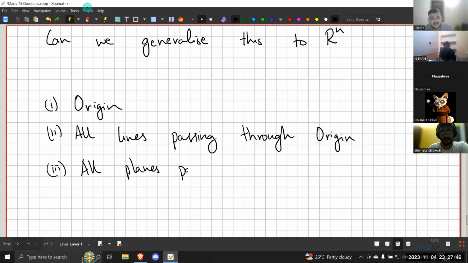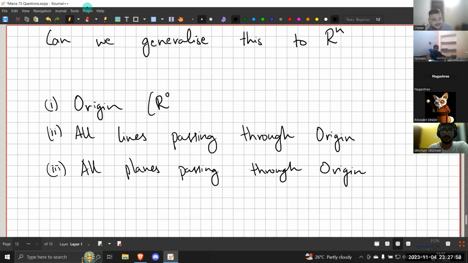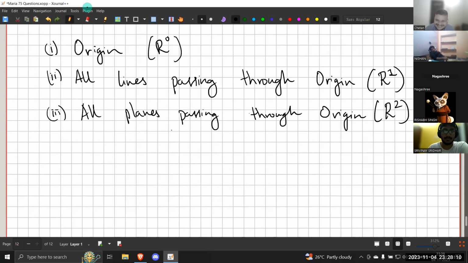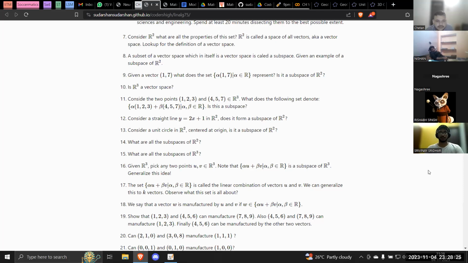So we generalize this idea to Rn. As Nishan always says, math is all about observing patterns. We observed the pattern in R2, and we observed what happens in R3, and we generalize this to Rn. Okay. So yeah, it's time to treat hyperplanes. Right. So let's look at the next point as well. So the next question is question number 16.